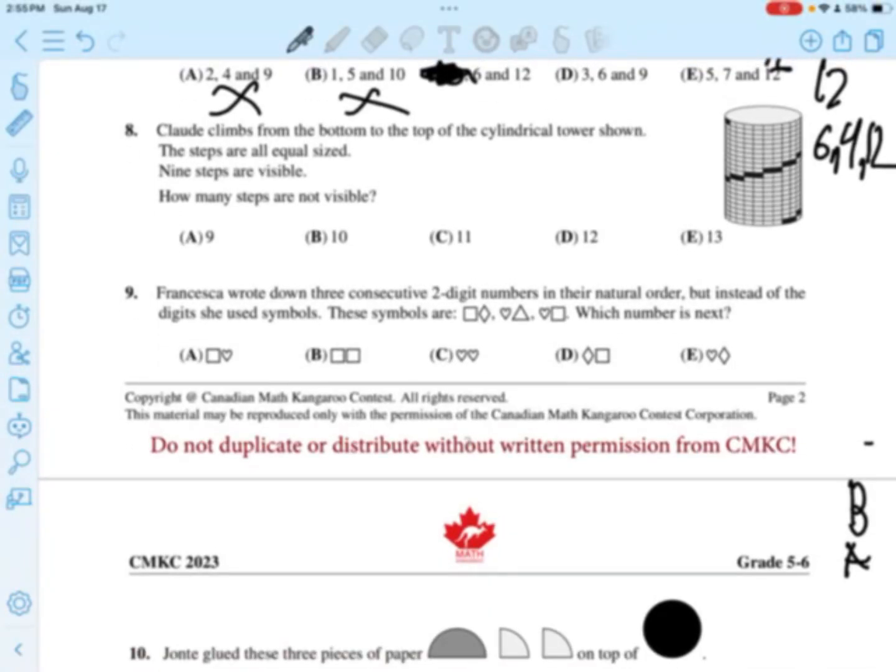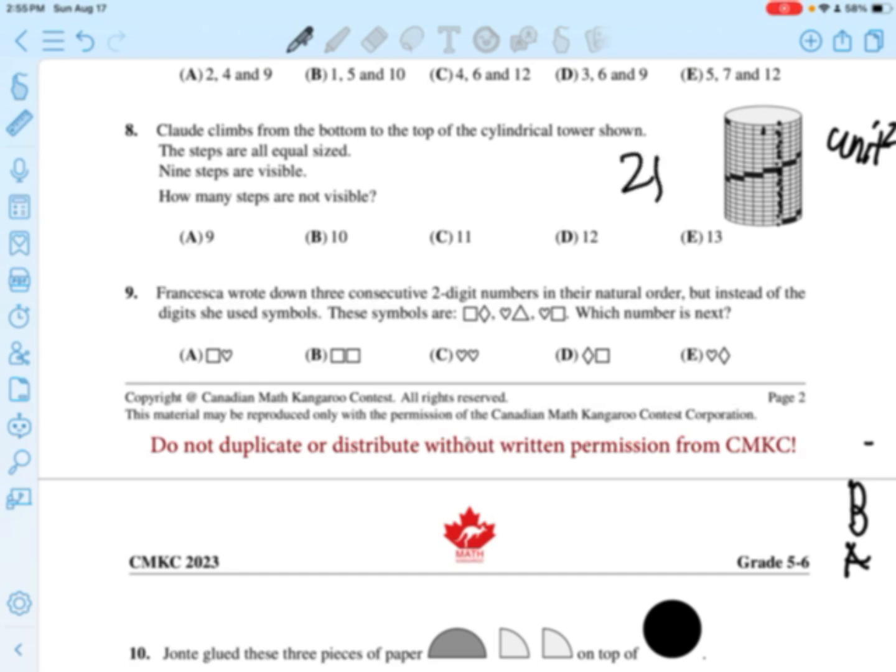Claude climbs from the bottom to the top of the cylindrical tower shown. There are 9 steps. The steps are equal size. 9 steps are visible. How many steps are not visible? So first, when we say the steps are all equal size, let's just pretend that each of these rectangles are a unit square. Okay? So that means if you count all these, 1, 2, 3, 4, 5, 6, 7, 8, 9, 10, 11, 12, 13, 14, 15, 16, 17, 18, 19, 20, 21. They're 21 unit squares.